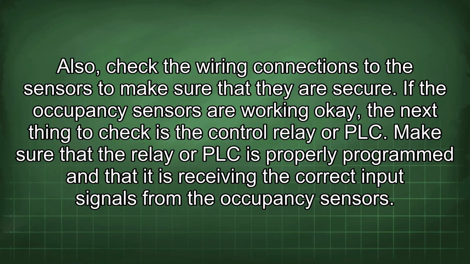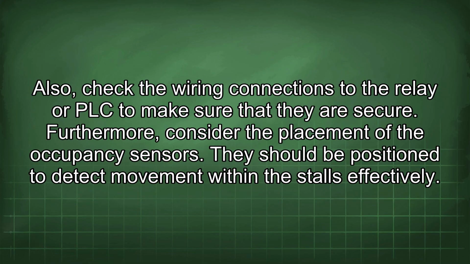If the occupancy sensors are working okay, the next thing to check is the control relay or PLC. Make sure that the relay or PLC is properly programmed and that it is receiving the correct input signals from the occupancy sensors. Also, check the wiring connections to the relay or PLC to make sure that they are secure.